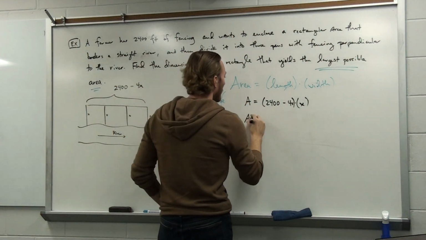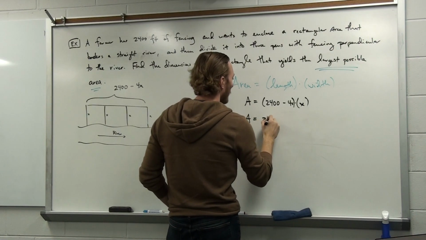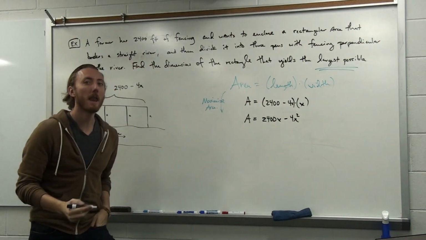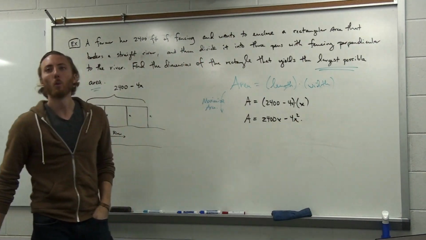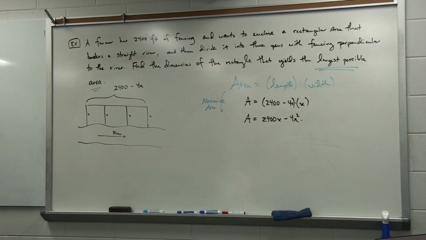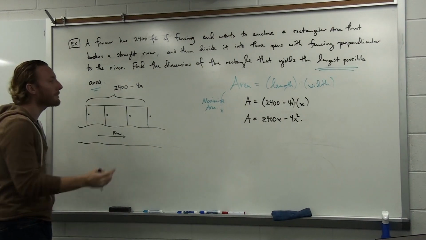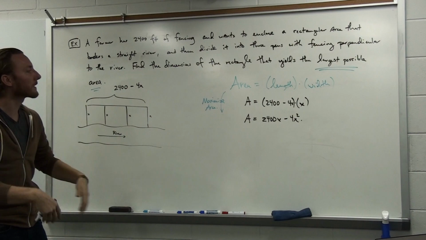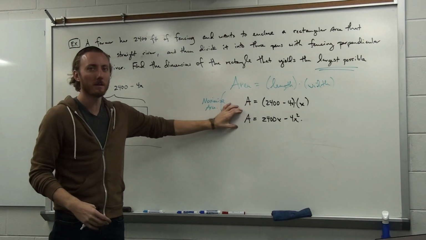That's the area of the plot of land. Which, if you run the numbers on this, is what? 2,400x minus 4x squared. Now we've got an area function. What do we do with it at this point? Well, once we've got our area function, we need to maximize the area. How are we going to find a maximum point? Just like we always do when we're given a function.